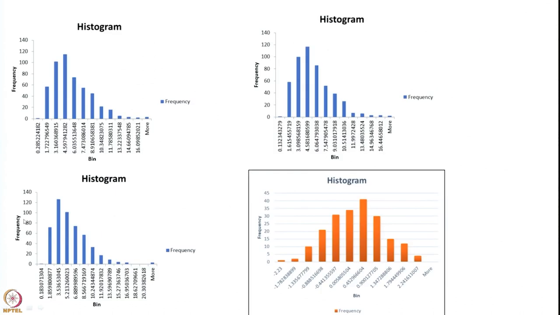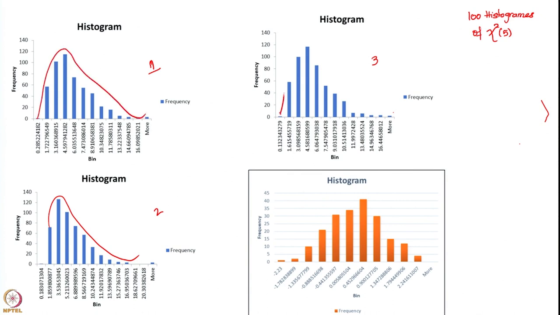So you see here, I have shown 1, 2 and 3 sample histograms out of 100. We generated 100 histograms actually, 100 histograms of chi square 5. So I have taken the samples 1, 2 and 3, and you can see how skewed they look. You see the distributions are all skewed. Please note that the distribution is heavily skewed.